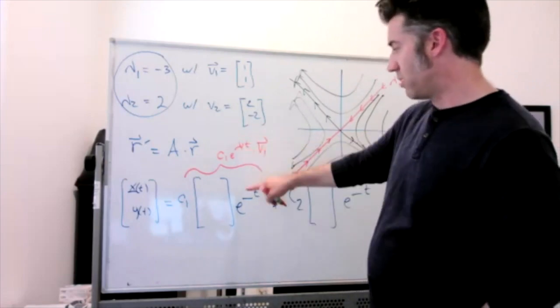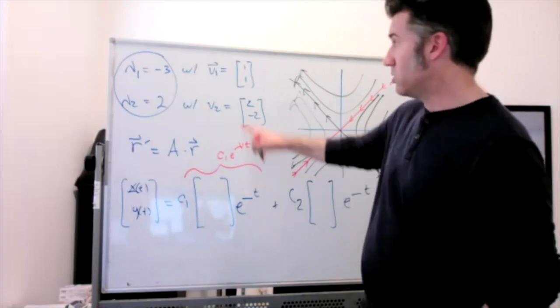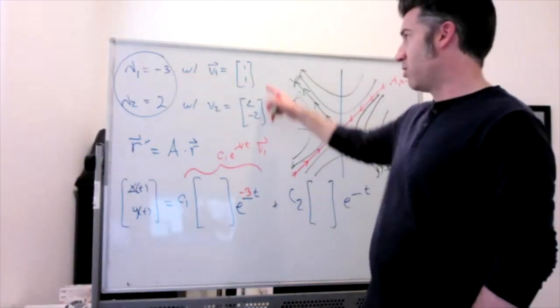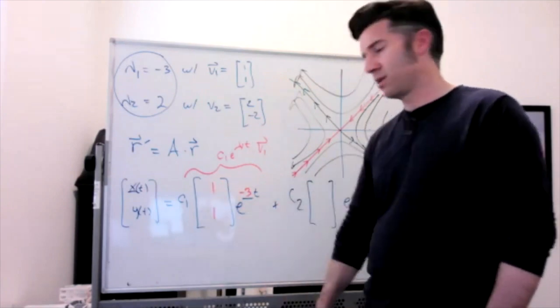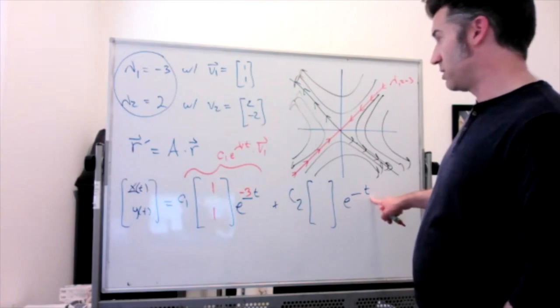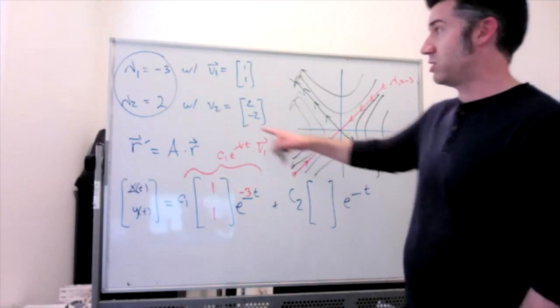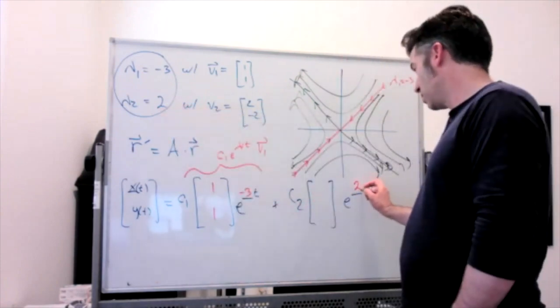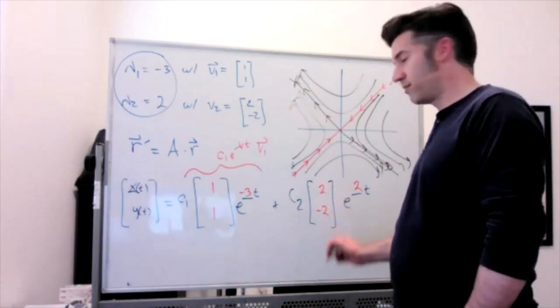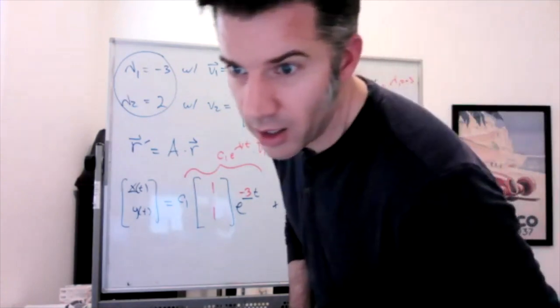So the blank in front of the t should just be my lambda 1, which is -3. And my v1 should just be this here. And then for over here, my blank in front of the t should be my lambda 2, which is +2. And my eigenvector is 2, -2.